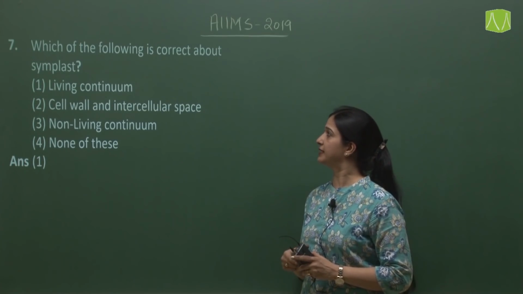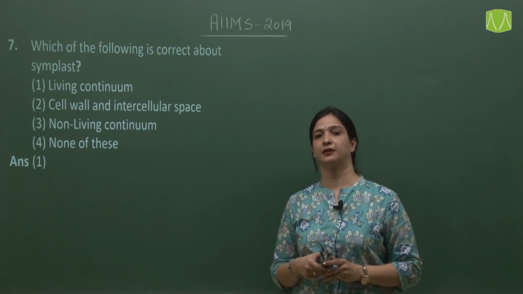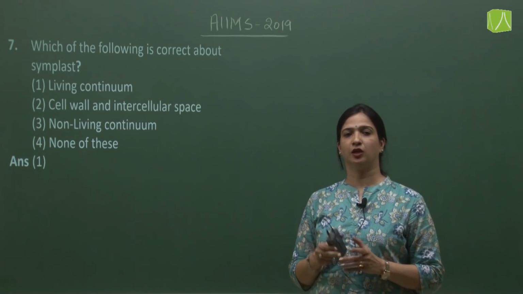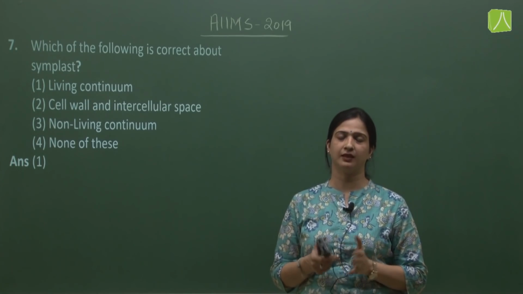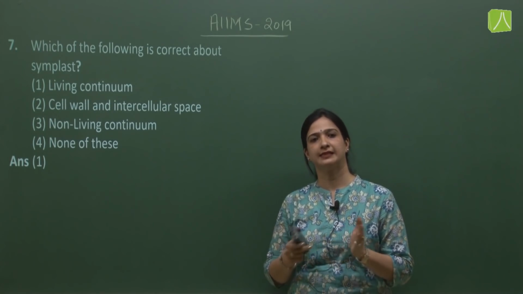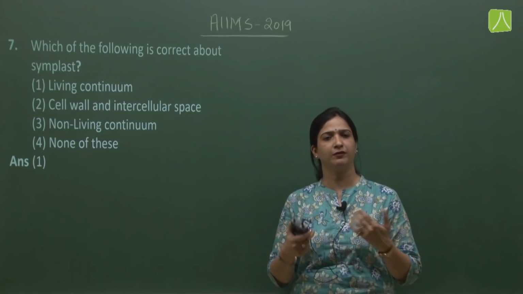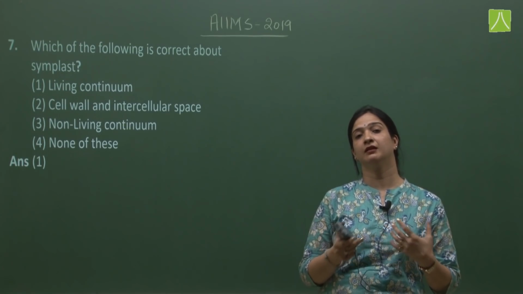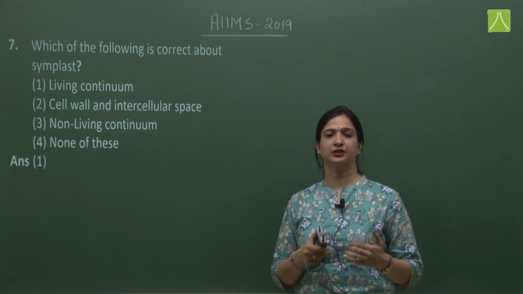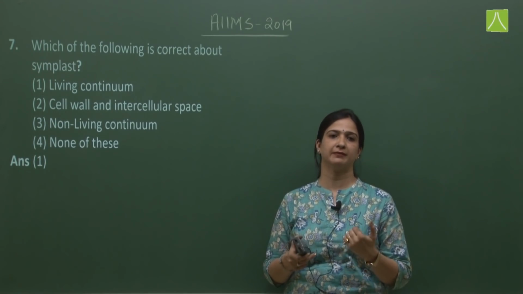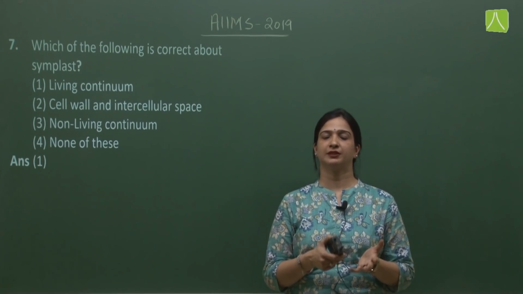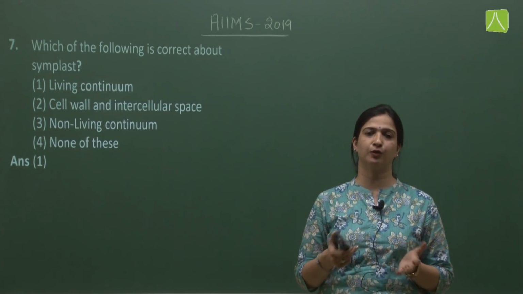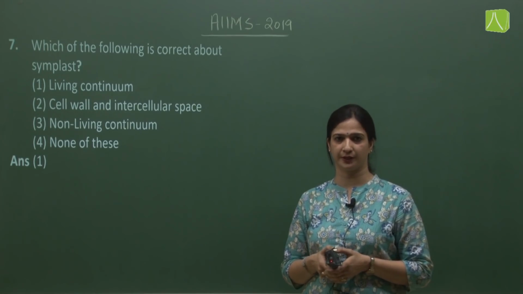Let us see question number 7, which of the following is correct about the symplast. Now this is the term which is taken from the chapter, that is transport in plants. There are two types of pathways, that is symplast and apoplast. If we talk about the symplast, it is the living connection, that is a cytoplasmic connection which occurs by means of the plasmodesmata. Whereas if we talk about the apoplast, that refers to the non-living connection which includes the cell wall and the intercellular spaces.